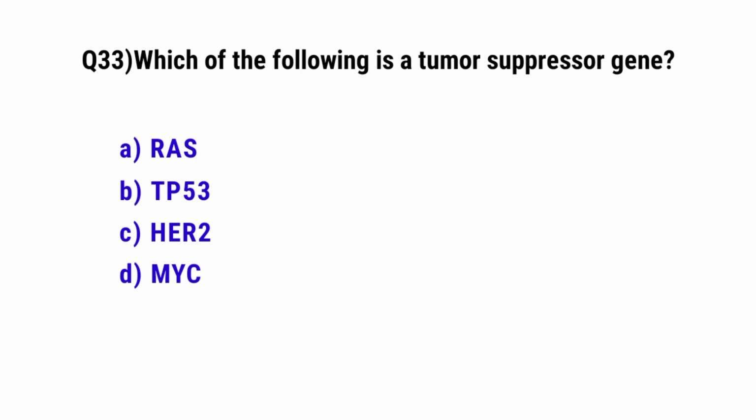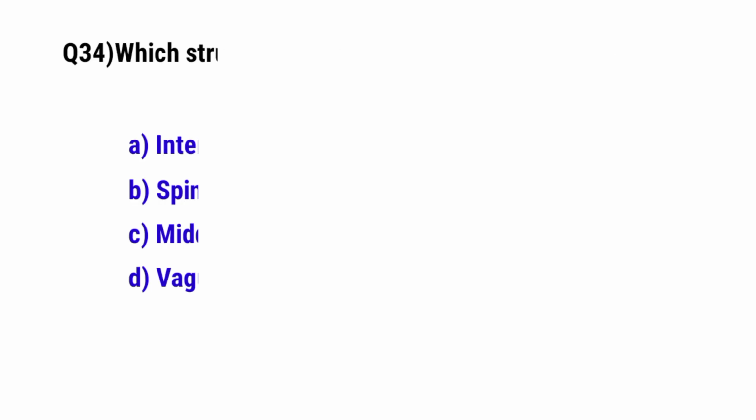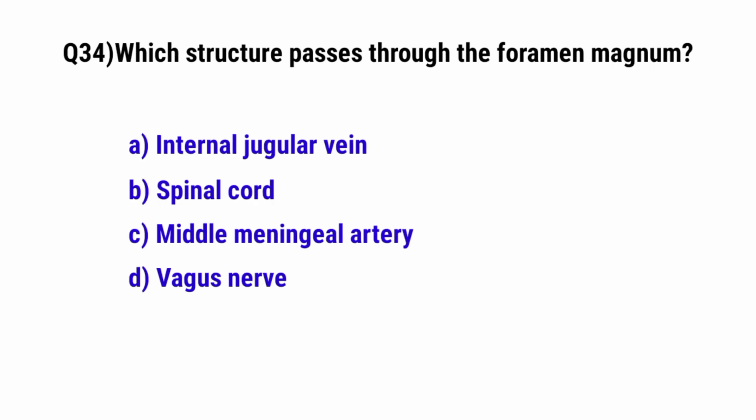Question number 33. Which of the following is a tumor suppressor gene? The correct option is B. TP53. Question number 34. Which structure passes through the foramen magnum? The correct option is B. Spinal cord.